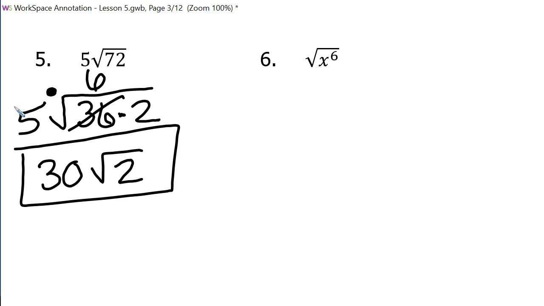Number 6, now we have a variable. So if you take the square root of a variable, you just cut the exponent in half. So what's half of 6? So the answer is just x cubed.